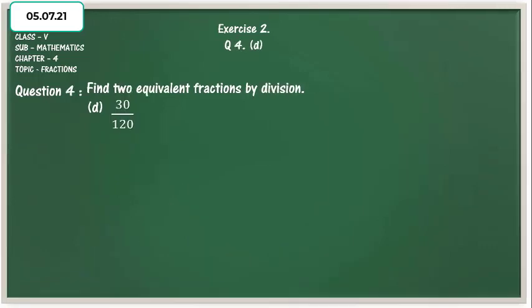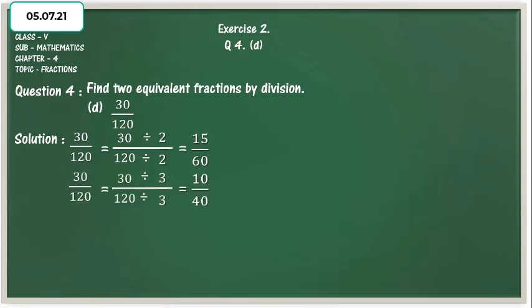Exercise number 2, question number 4, D. Find 2 equivalent fractions by division. And the question is 30 upon 120. Again, it's clear that we have to solve this question by the method of division. So first let's write our fraction 30 by 120, and we'll divide the numerator and denominator both by the same number. Let's take any common number. Here I have taken 2. So 30 divided by 2 will give us 15, and 120 divided by 2 will give us 60. So we'll get the fraction as 15 by 60.